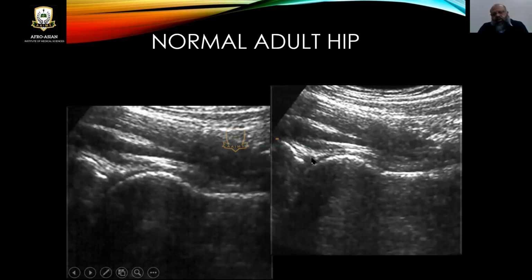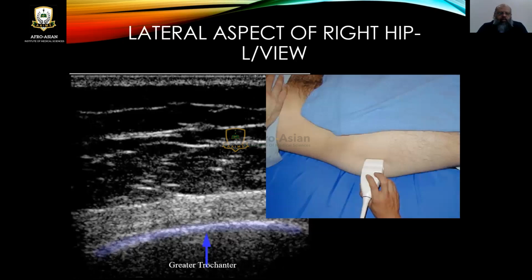In another view, you can see the labrum. In this case, we had a small strain in this patient in some of the muscles in the anterior compartment. We will discuss that while discussing pathologies.